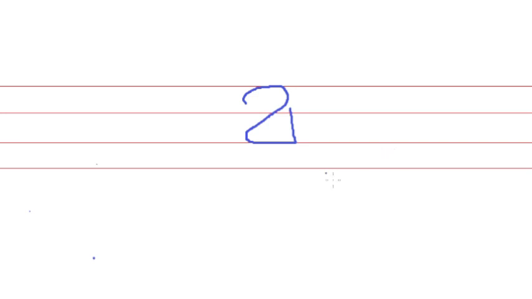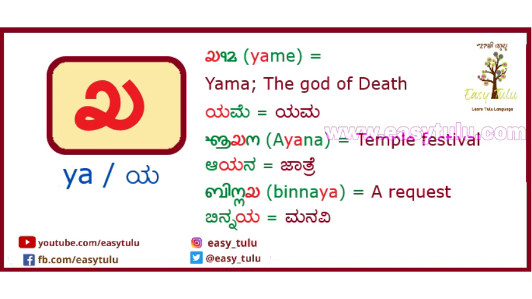Ma, ma. Next one is ya, ya. Examples: yame. Yame means god of death. Yama. Ayana. Ayana means temple festival. Jatre in Kannada. Binnaya. Binnaya means a request. Manavi in Kannada. Let us see how it is written.